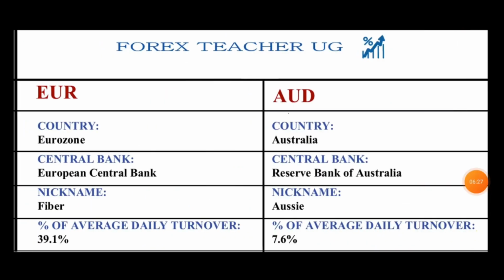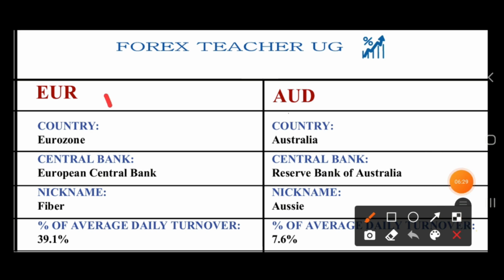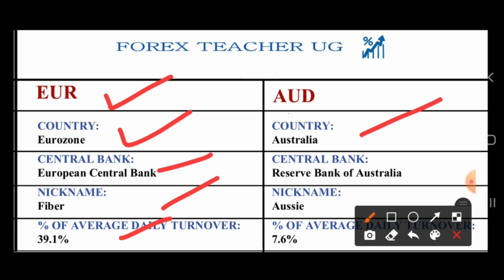So let's look at its table in a more detailed way, where we have the EUR, the euro. Of course, the country is the eurozone, specifying all the countries that use the euro as their currency. The bank is the European Central Bank. The nickname is the fiber, and average daily turnover is 39.1. The AUD's country is Australia. The central bank is the Reserve Bank of Australia, and it has an average daily turnover of 7.6%.